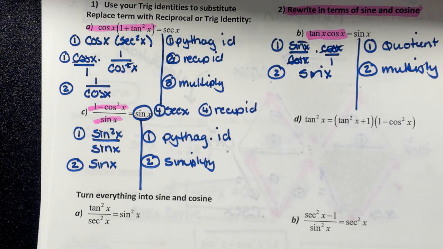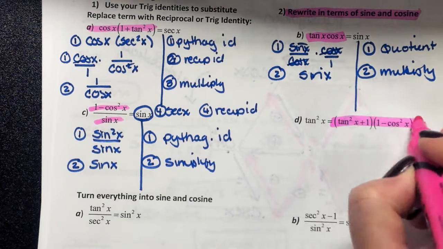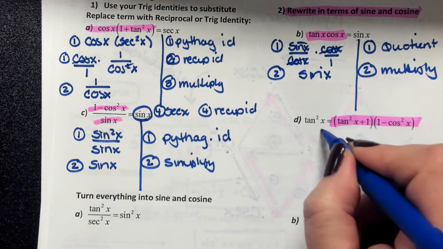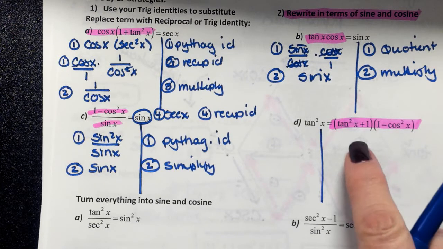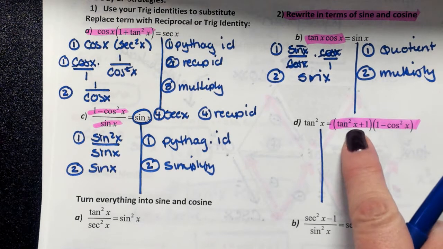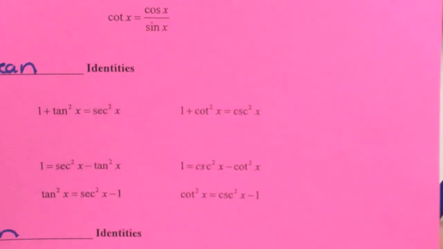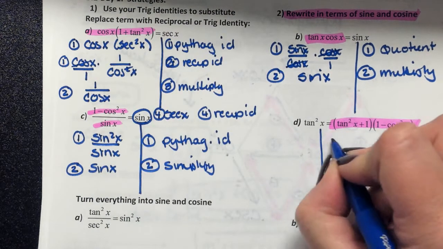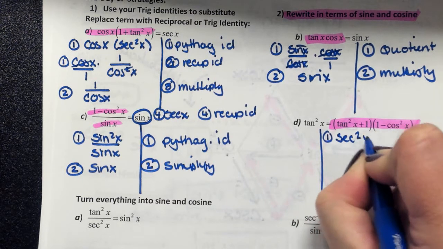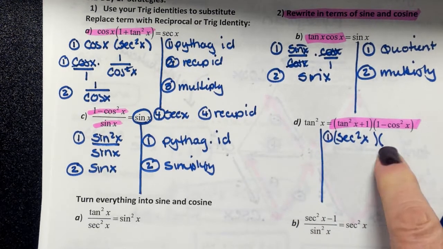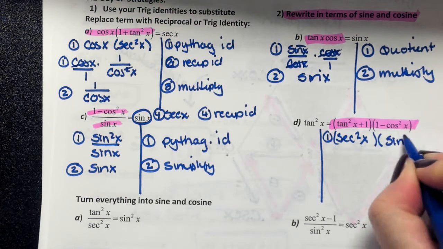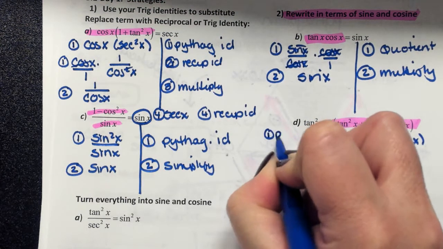Look at D. What side looks more complicated? Right side. Where do you think you're going to start? Pythagorean identities, exactly, because you've got a trig function squared and a 1. So what is tangent squared plus 1 equal to? Secant squared. And again, look at 1 minus cosine squared. 1 minus cosine squared is what? Sine squared. And again, this is just your Pythagorean identities.